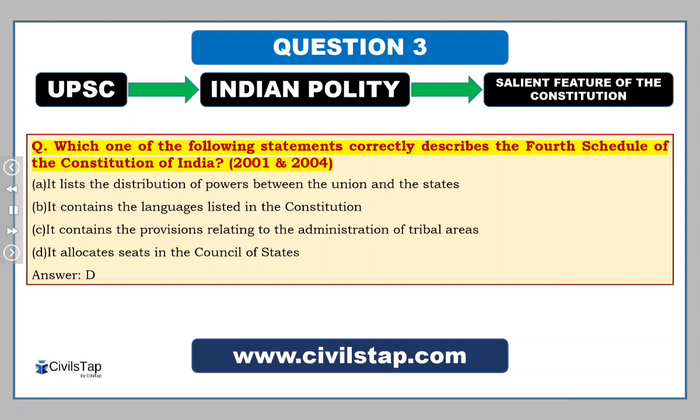Q. Which one of the following statements correctly describes the 4th Schedule of the Constitution of India? 2001 and 2004. A. It lists the distribution of powers between the Union and the states. B. It contains the languages listed in the Constitution. C. It contains the provisions relating to the administration of tribal areas. D. It allocates seats in the Council of States. Answer, D. Question 3. UPSC Indian Polity, Features of the Constitution.